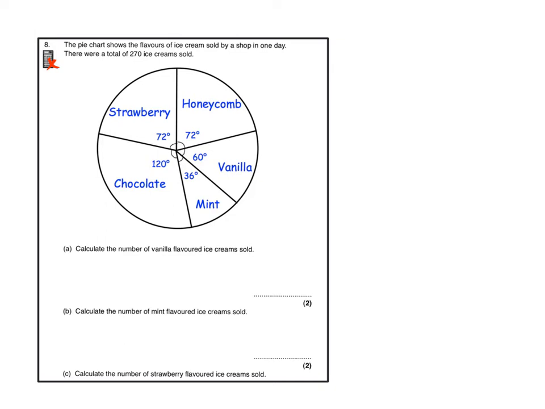The pie chart shows the flavours of ice cream sold by a shop in one day. There are a total of 270 ice creams sold. Part A, calculate the number of vanilla flavoured ice creams sold.